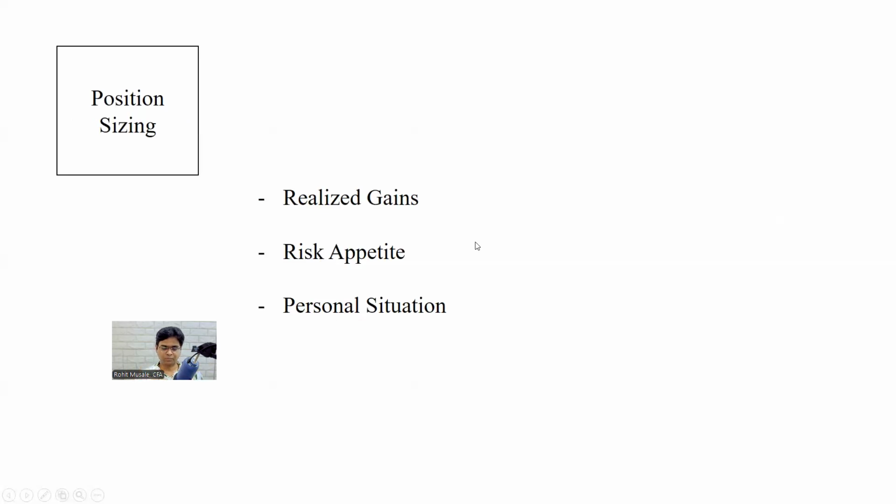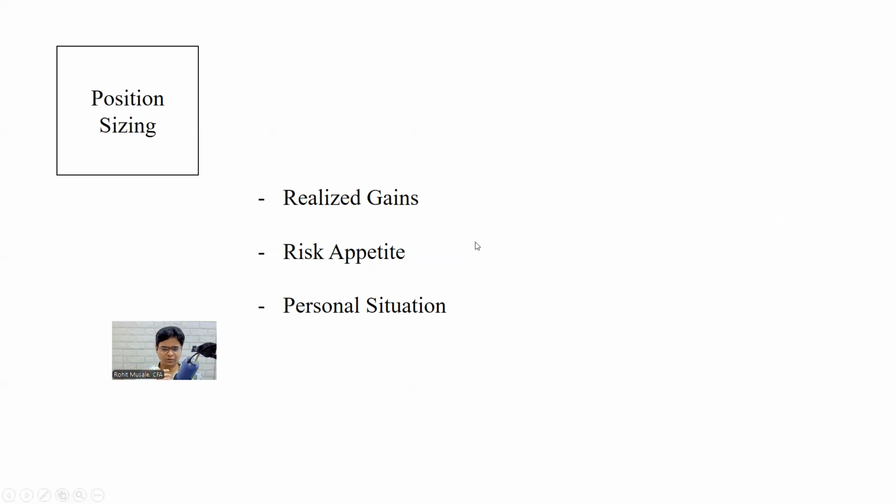What percent of my portfolio should I invest in the stock? If I put just 1% of my portfolio in a stock, even if the stock doubles, I will just make 1%, right? That is not an ideal situation. I need to put a certain minimum amount of my portfolio in the stock. So that is what you will learn in the course, position sizing.